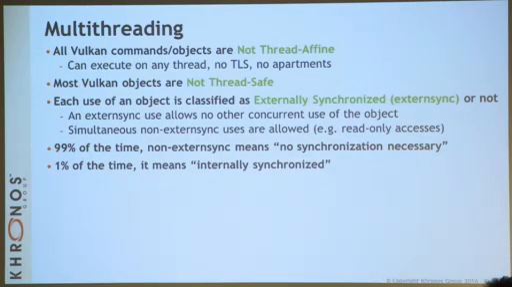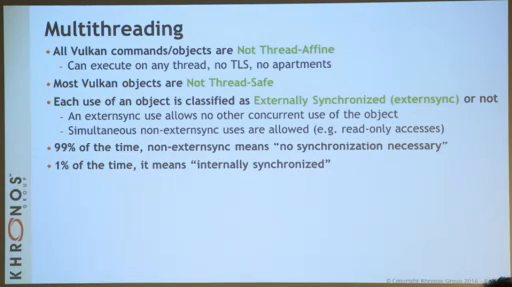So multithreading was obviously a disaster in OpenGL. And so it was a top priority for Vulkan to get right. So here's a quick summary of how multithreading works in Vulkan. All objects are free-threaded, and this means they can be used on any thread. There's no thread local storage. There's no COM-style apartments. You can use them anywhere.